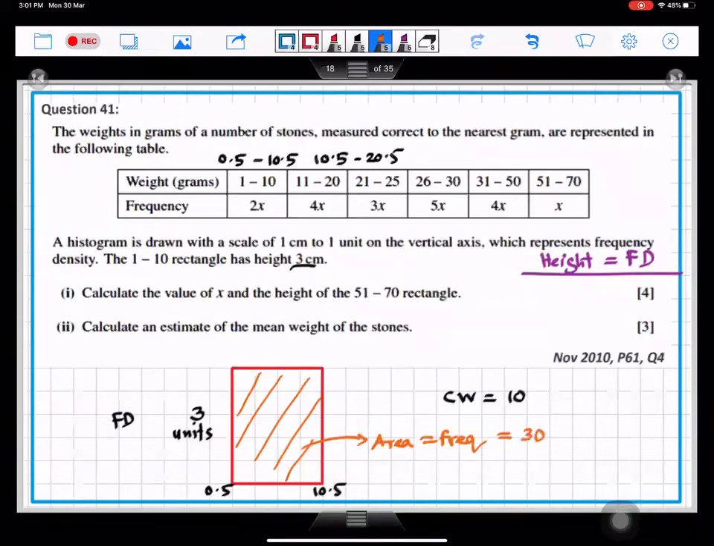It's asking us the value of x. So 3x is equal to 30. Agreed? The frequency is 30. Therefore, 3x is equal to 30. Therefore, x comes out to be 10.